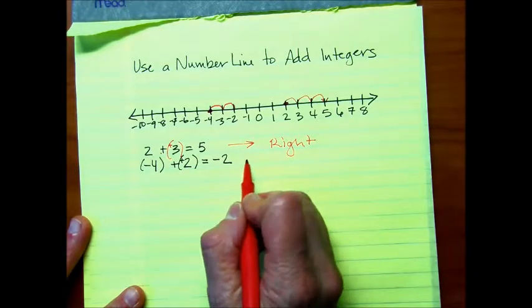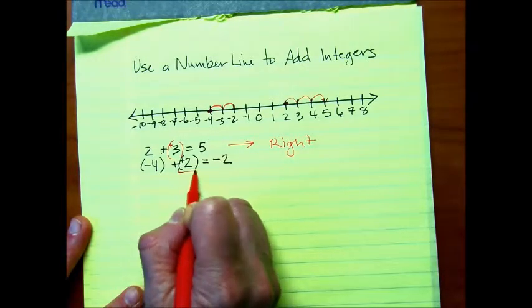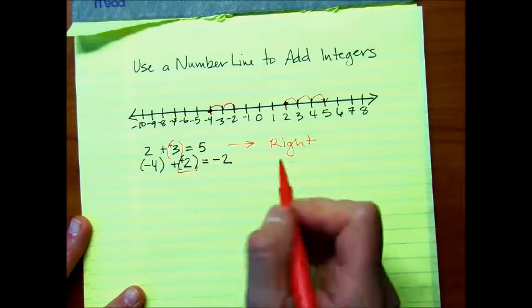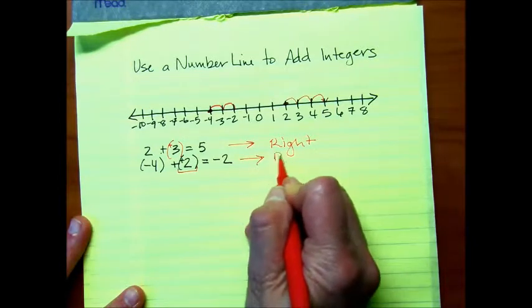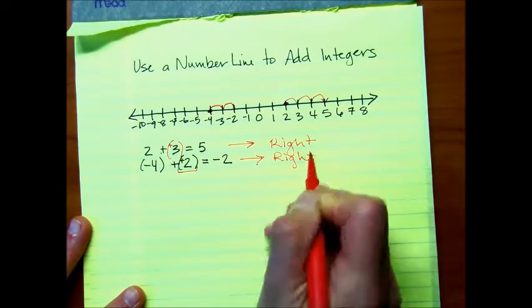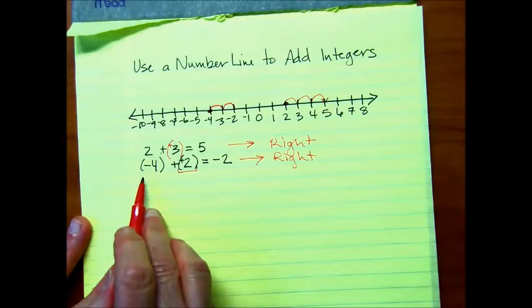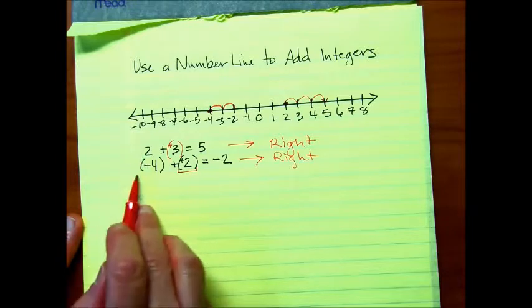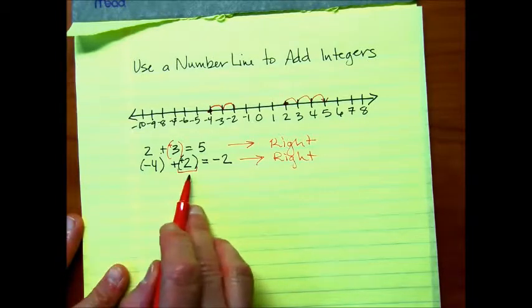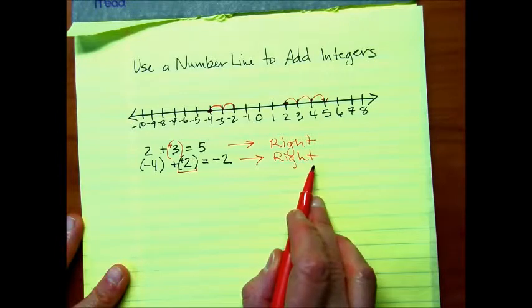In this case, I'm adding a positive number. I'm going to move to the right. It doesn't matter that my first number is positive or negative. Notice in both of these they're different, but I am adding a positive number, so that means I'm moving to the right.